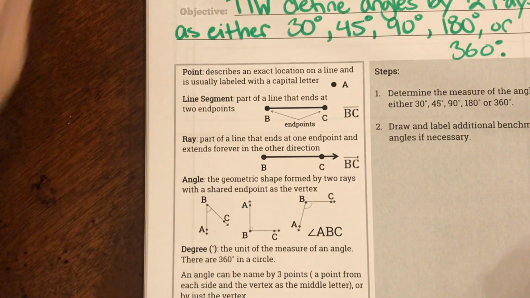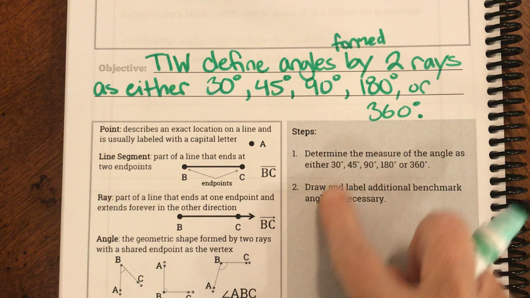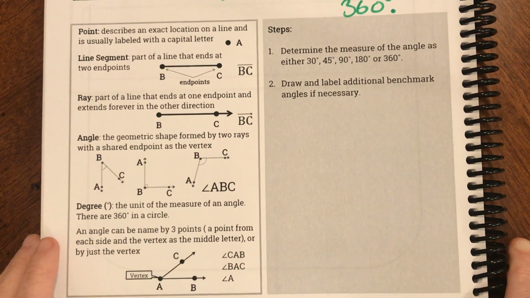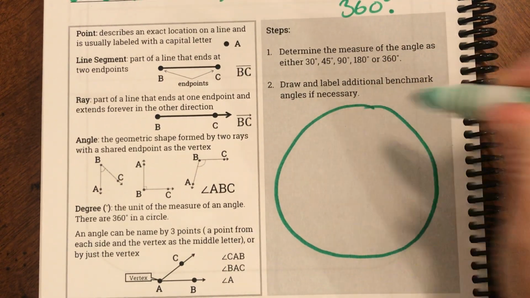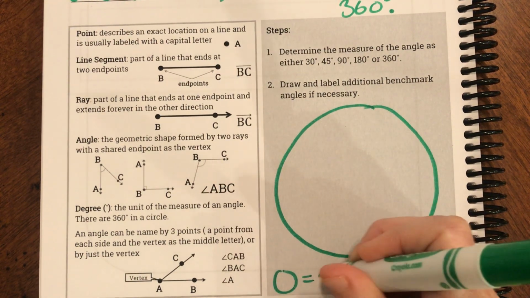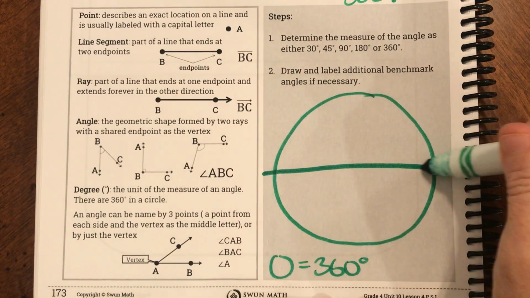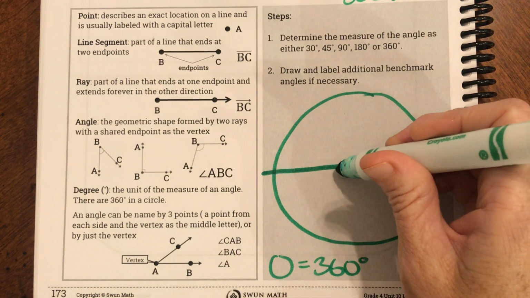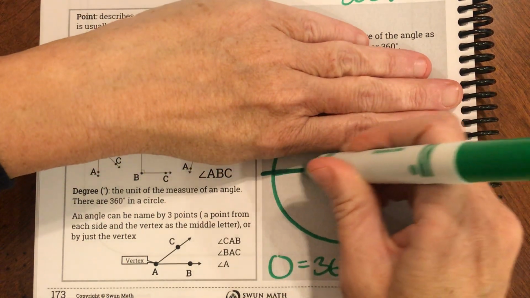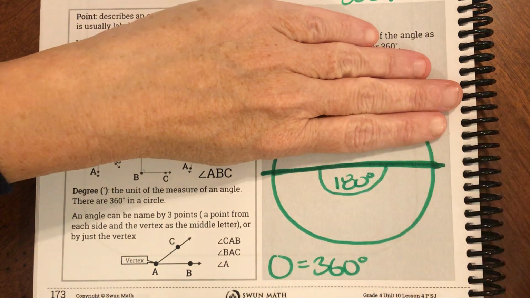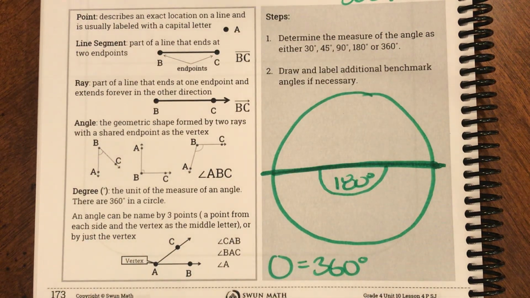Now, there's nothing new in our vocabulary section. Everything is what we had read yesterday. And here are our steps. Remember, yesterday we wrote down our angles. We might just write them again to help remind us. So a full circle equals 360 degrees. If we cut that in half, that straight line is 180 degrees, because 180 and 180 equals 360.